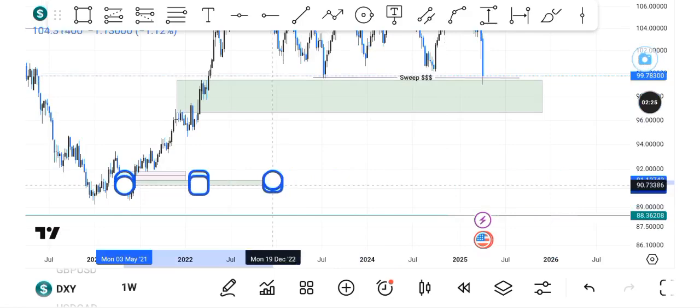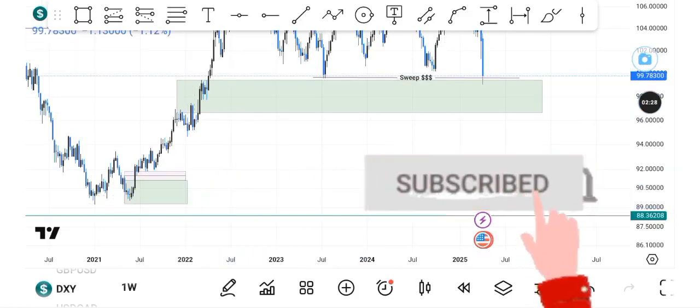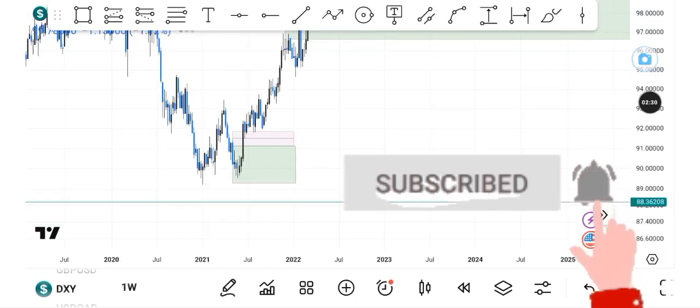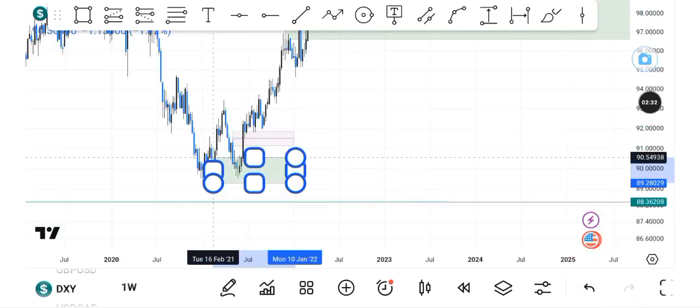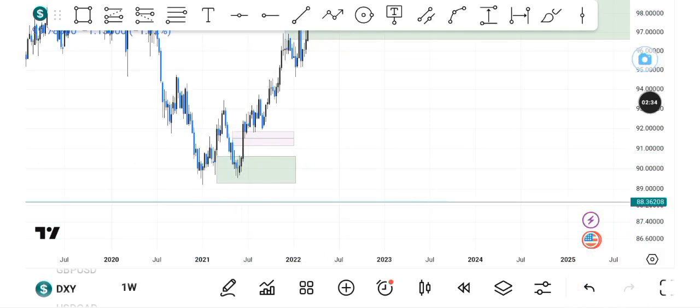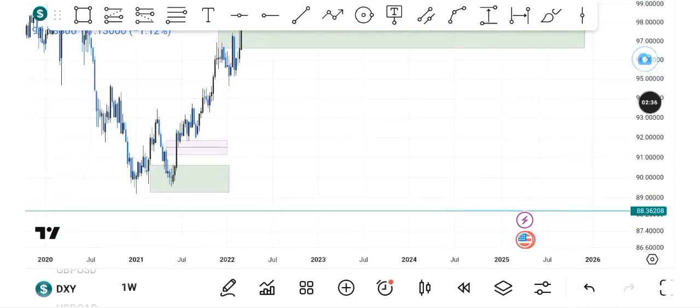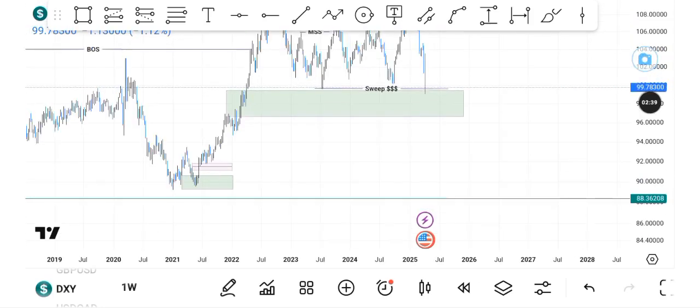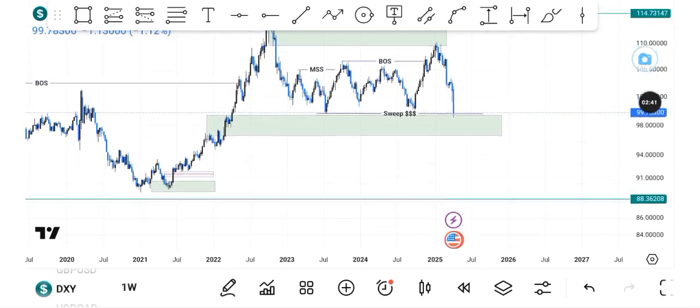If DXY is also bearish, which means other pairs like USDJPY will be bearish, USDCAD bearish. So those currencies will be able to help you to make clear decisions on the market.